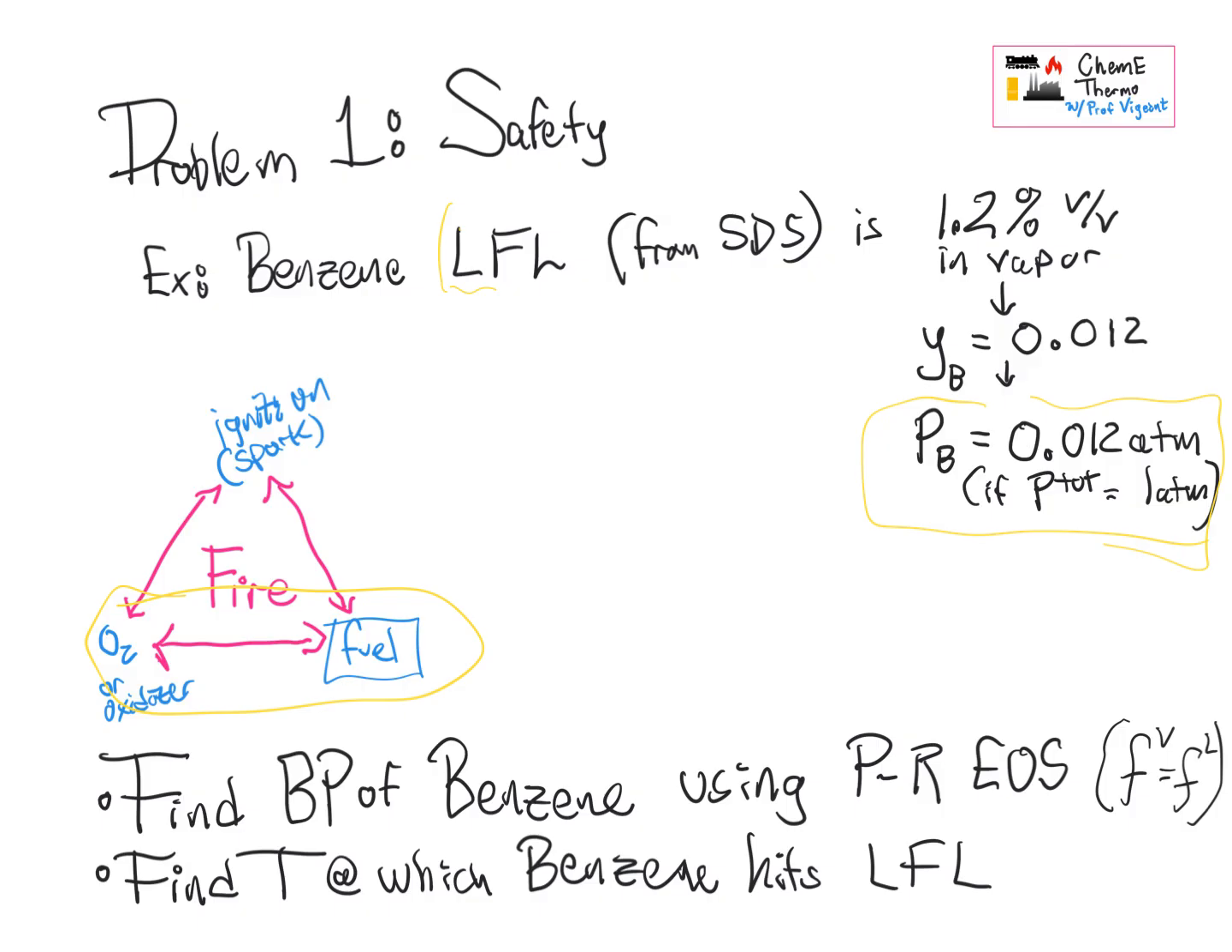And I want you to find 2 things back to back so that you get in your head how these are different. So the first thing I want you to find is the boiling point of benzene, if you haven't done this already, using the Peng-Robinson equation of state at atmospheric pressure. So P equals 0.101325. That's not bar, it's megapascals. So that's the megapascal number.